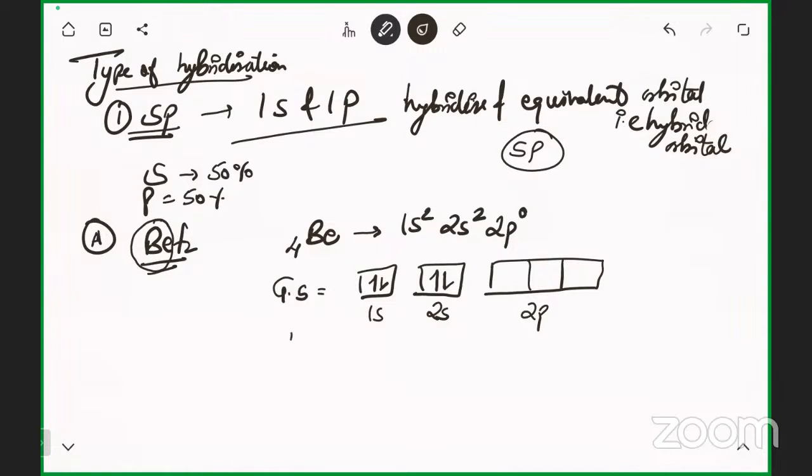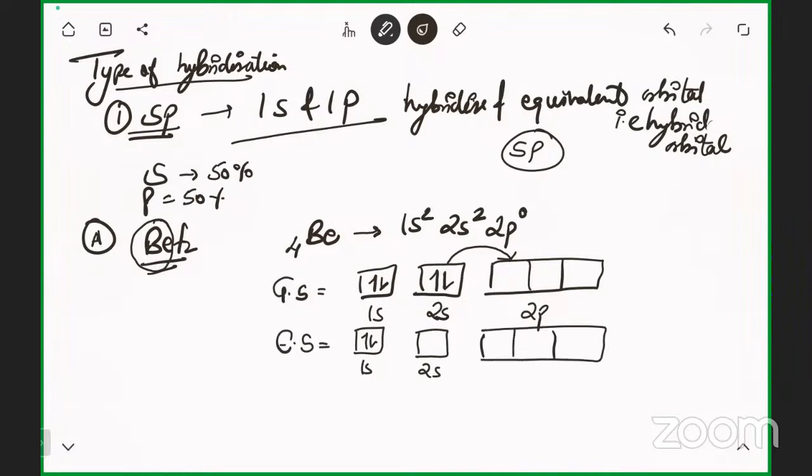So if I make the excited state, what will happen? 1s will remain as it is, but in case of 2s, one of the electrons will jump from here to here. This is called promotion of electron. As the fluorine atom approaches the beryllium, one of the electrons from the 2s orbital will jump from 2s to the 2p. So now we have one electron available in 2s and one electron available in 2p.